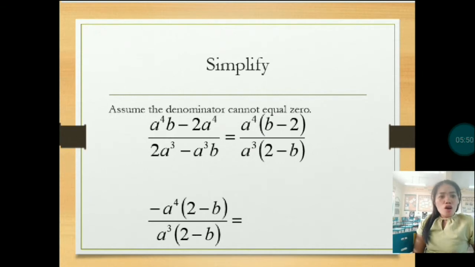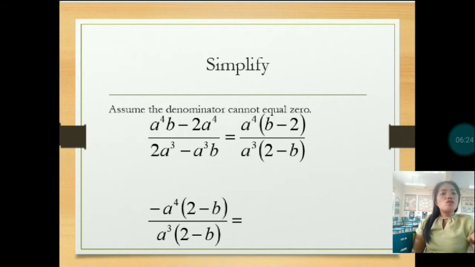So that is our common monomial factor. Since both our numerator and denominator are binomials, we just simply extract the common monomial factor. Since we have here in our numerator a to the power of 4 as our common monomial factor, then our factored form in our numerator would be a to the power of 4 b divided by a to the power of 4, that leaves us b.